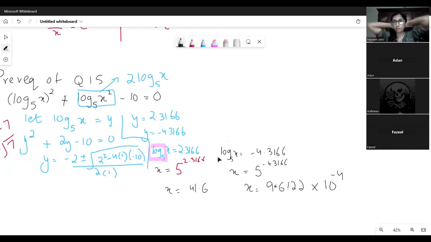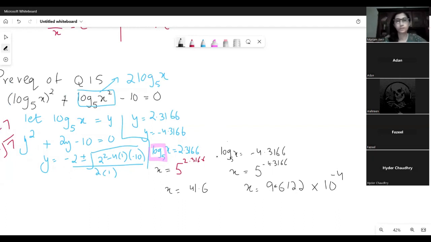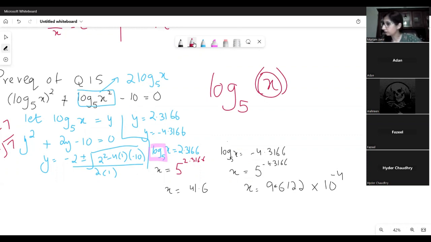If one came out negative, then we would not accept it, because log cannot have a negative input. This log base 5 of x, this x can't be a negative value. So since both x are positive, we will accept both as our final answer. Okay, what else needs to be discussed?